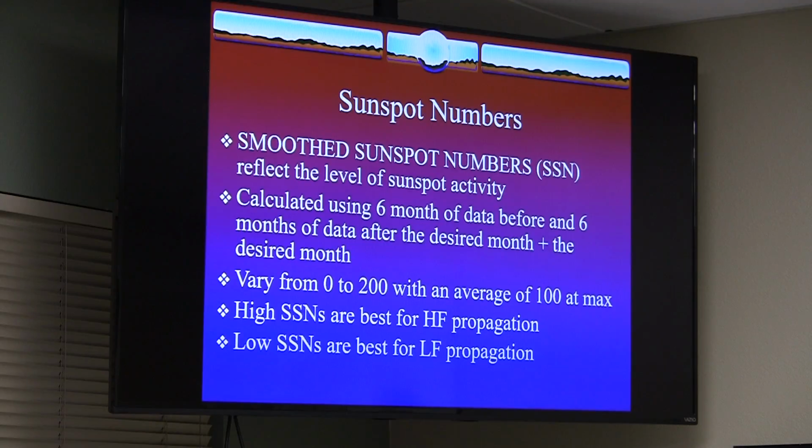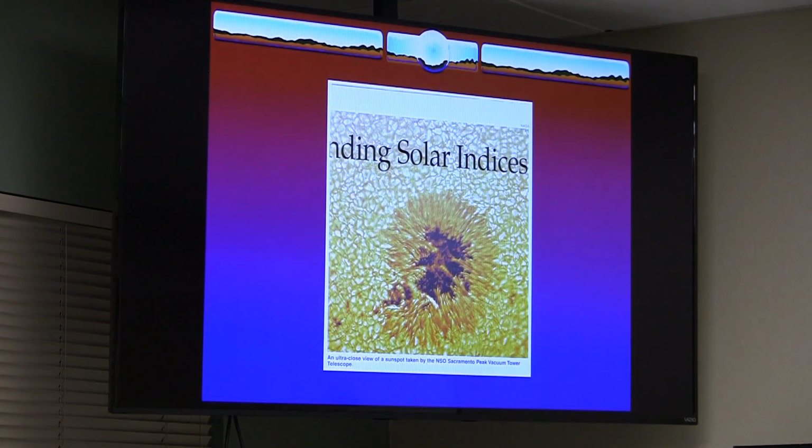So they can say, okay, the way we are, we're coming down on the cycle, it's probably going to get worse, so probably the next 6 months aren't going to be as good as the last 6 months. So they come up with that number. And this varies from 0 to 200, with an average of 100 at maximum. High sunspot numbers are best for HF propagation, and low sunspot numbers are best for low frequency propagation. So 160, the lower bands, or if you're into the real low stuff that we have access to now, that's the place to use it.